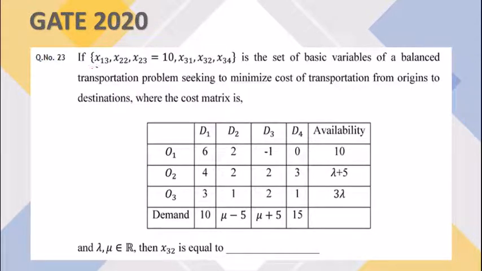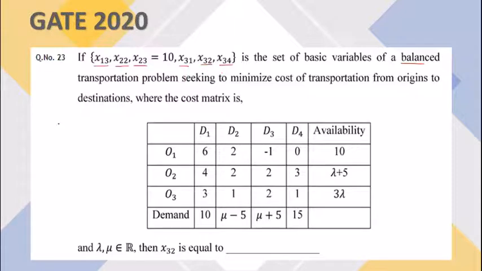It says if x13, x22, x23, x31, x32 and x34 is the set of basic variables of a balanced transportation problem. So we are given a transportation problem. I hope everybody is familiar with a transportation problem and particularly a balanced transportation problem. I'll explain you the meaning of this. And this is the set of basic variables.